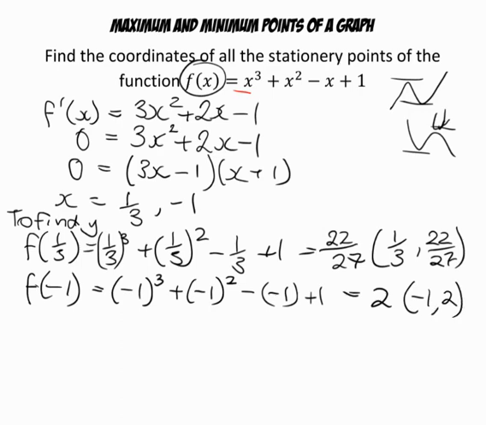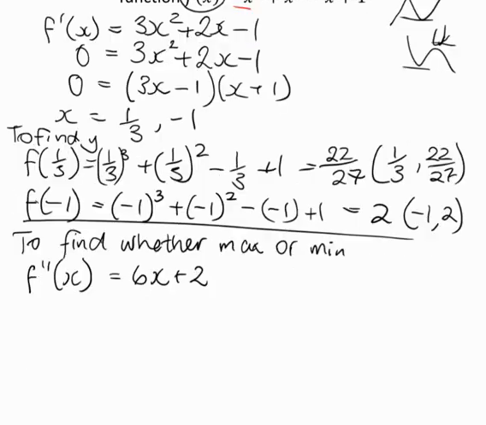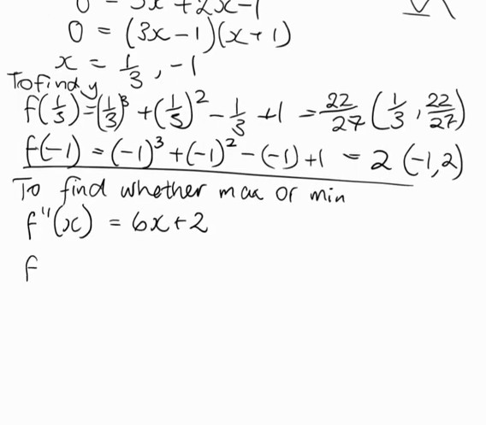All right, there's two ways you could actually find out whether they're maximum or minimum. One of the ways is to find f double dash of x. Okay, so if we differentiate f dash of x, we get 6x plus 2. And then you can substitute both of those values in.